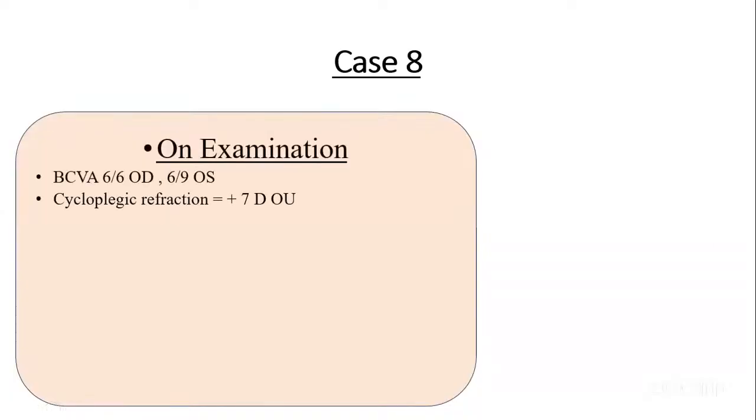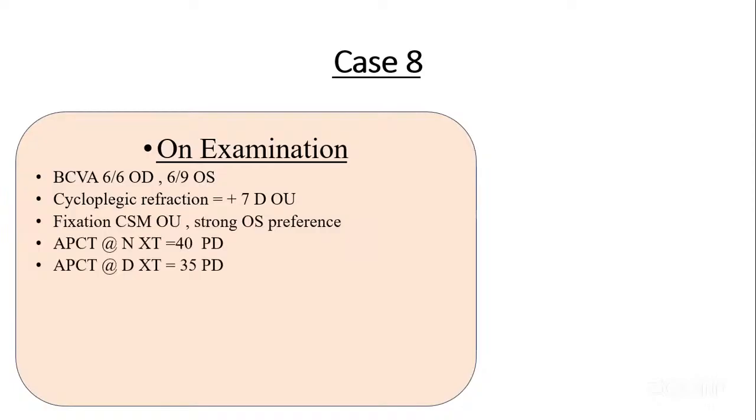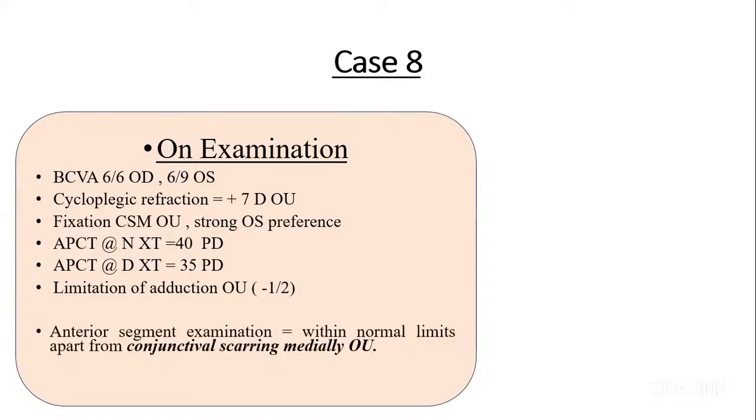On examination, vision was 6/6 in both eyes. Cycloplegic refraction, the patient had +7 diopter. Alternate prism cover test at near, exotropia 40, at distance 35. Limitation of adduction minus half, mild limitation of adduction. There is conjunctival scarring medially, OU. That means the patient had bilateral medial rectus recession.